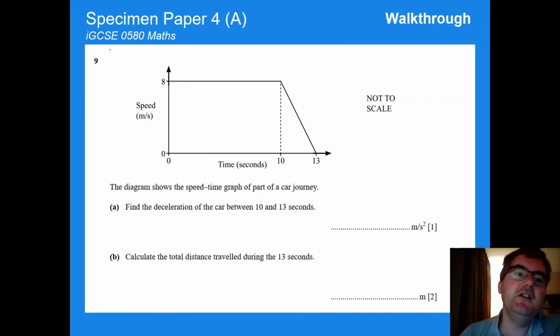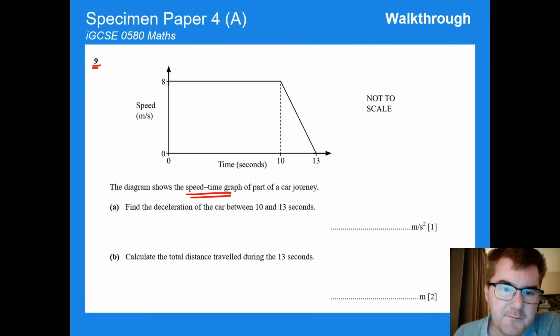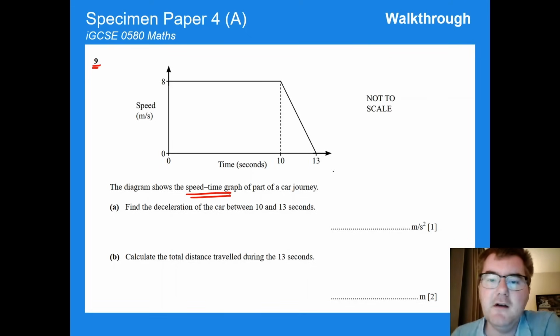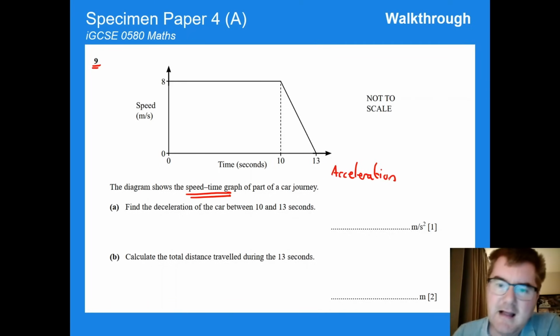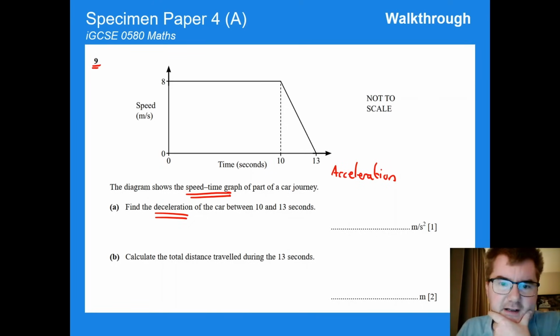Super, on to question 9, and this is always a big topic on iGCSE generally, and that is speed time graphs or distance time graphs. So you need to know how to work with both. Here we have a speed time graph. So that's important. As soon as I see speed time graph, I'm thinking about acceleration already before I even do the question. However, this question wants us to do the deceleration. So obviously reducing our speed here between 10 and 13 seconds.